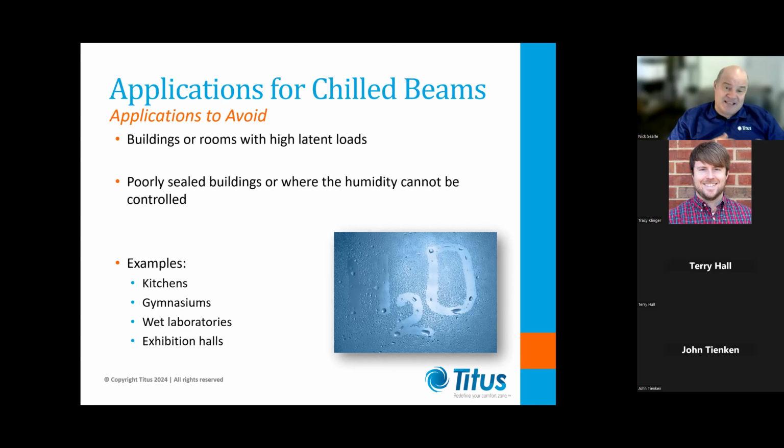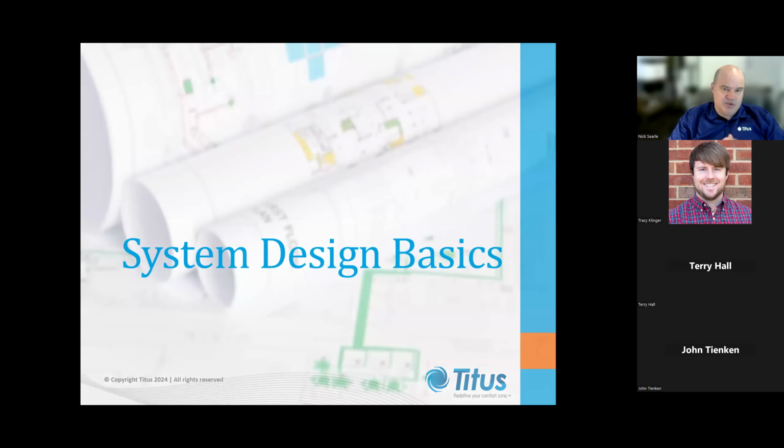I won't bore you with the ins and outs of the design, but trust me, it was challenging. We had to use super dry air for the primary air to get this system to work. But it did work, and it's been running now for several years. So there is always the exception to the rule. I'm just saying that poorly sealed buildings are not the best application for any sort of chill beam system. Some other examples: kitchens, obviously, because you're boiling water there, so high latent loads. Gymnasiums are not good. Wet labs, exhibition halls, those sorts of applications, you should avoid using chill beams.